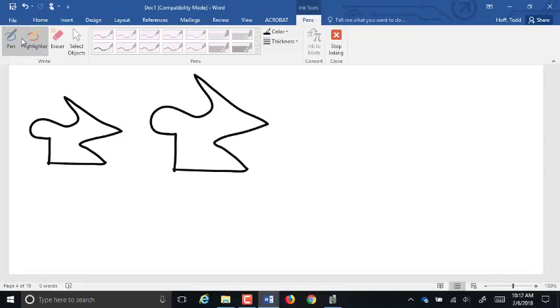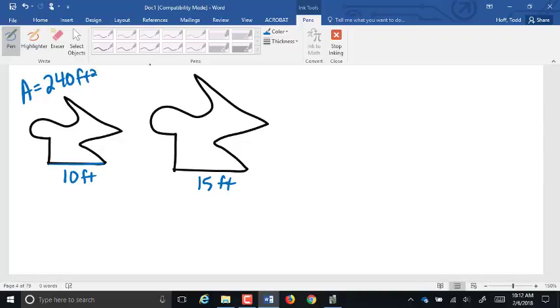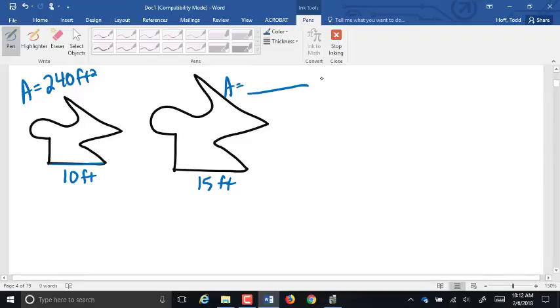Okay, so this shape, this dimension right here, has been enlarged from 10 feet to 16 feet. Let's make it a little less obvious. Let's go from 10 feet to 15 feet. And the area of this shape here was 240 square feet. Find the area of this shape here. I'll give you a few minutes.